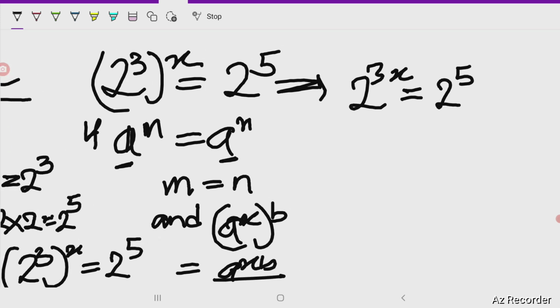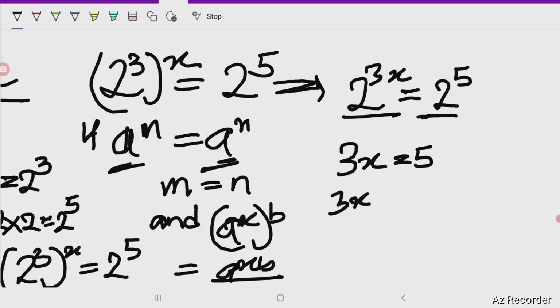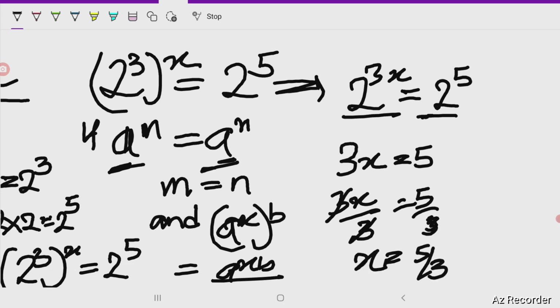So since the bases are equal because of the law, it means that 3x is equal to 5. Now let's divide both sides by 3, which gives 3x over 3 equals 5 over 3. So this cancels this, and x will give us 5 over 3, which is equal to 1 and 2 over 3.